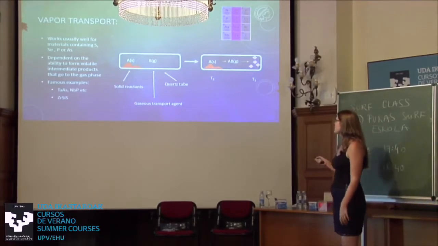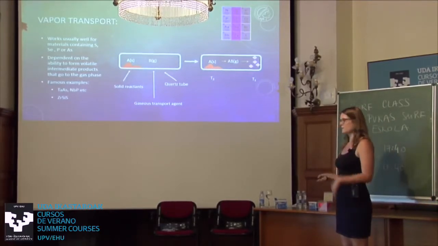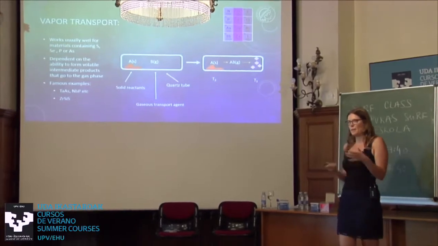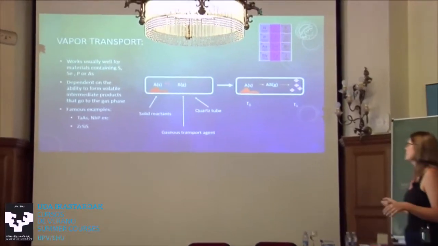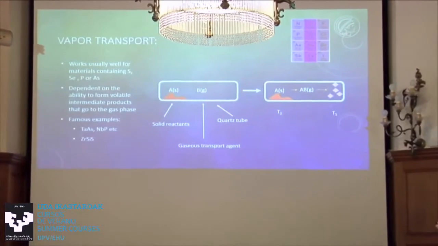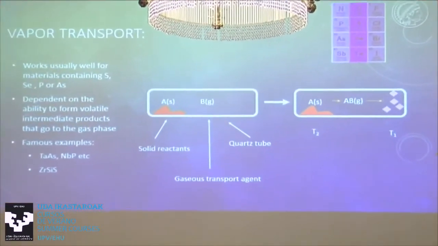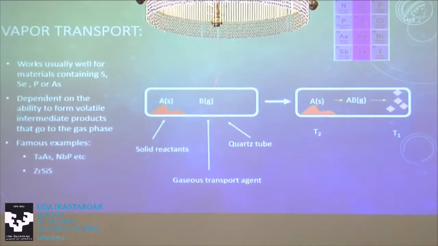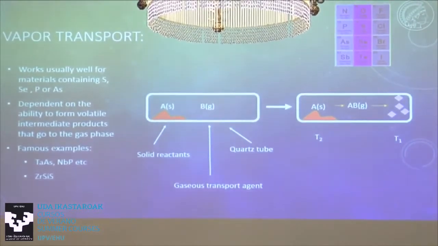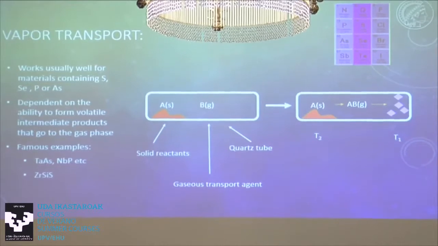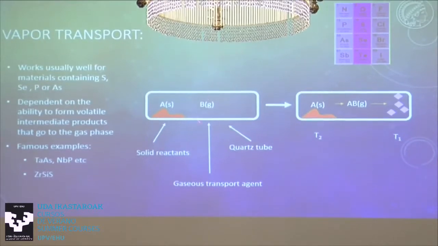The way it works is that you seal solid reactants, so the elements or maybe a powder of the material you want to make, into a quartz tube, and you add some kind of gaseous transport agent. This can be a solid or a liquid at room temperature that becomes a gas at the high temperature where you heat your container to, or it can already be a gas at room temperature.